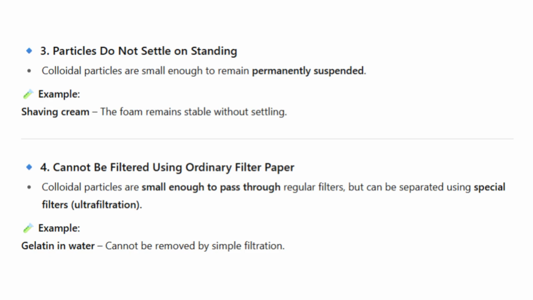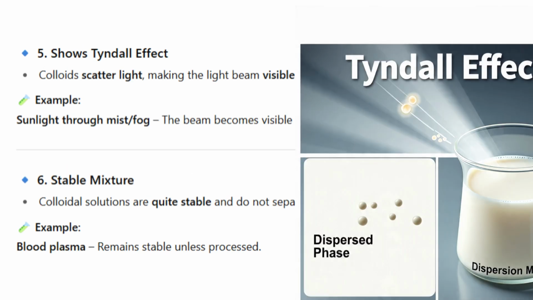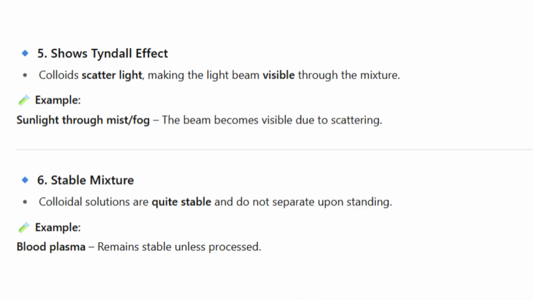4. Cannot be filtered using ordinary filter paper. Colloidal particles are small enough to pass through regular filters, but can be separated using special filters, ultrafiltration. Example: gelatin in water. Cannot be removed by simple filtration. 5. Shows the Tyndall effect. Colloids scatter light, making the light beam visible through the mixture. Example: sunlight through mist or fog. The beam becomes visible due to scattering.